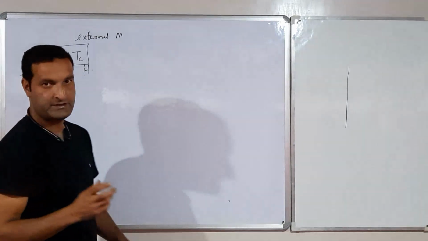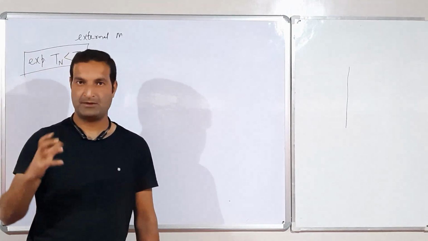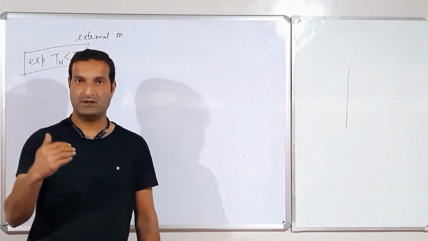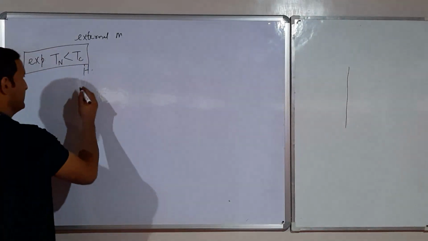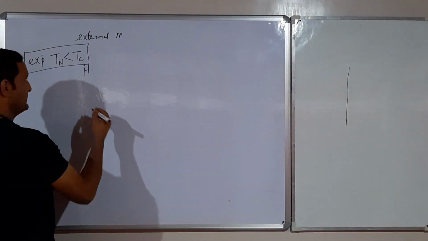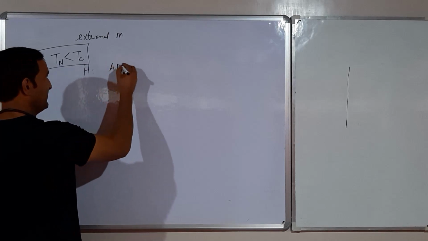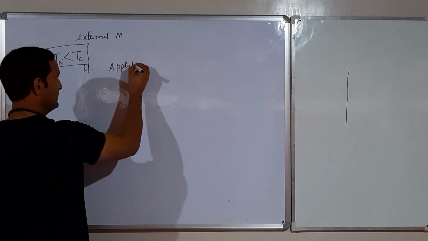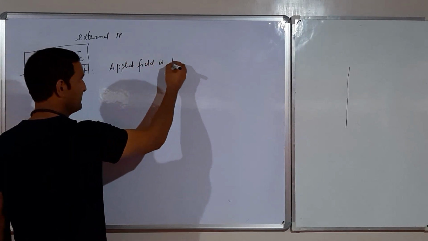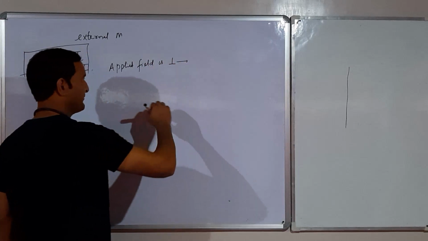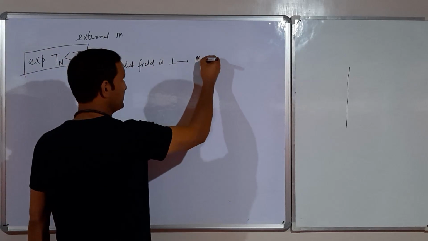So there is a condition: in which direction the applied magnetic field can be applied. We can take two conditions. That is, if the applied field is perpendicular to the magnetic moments.